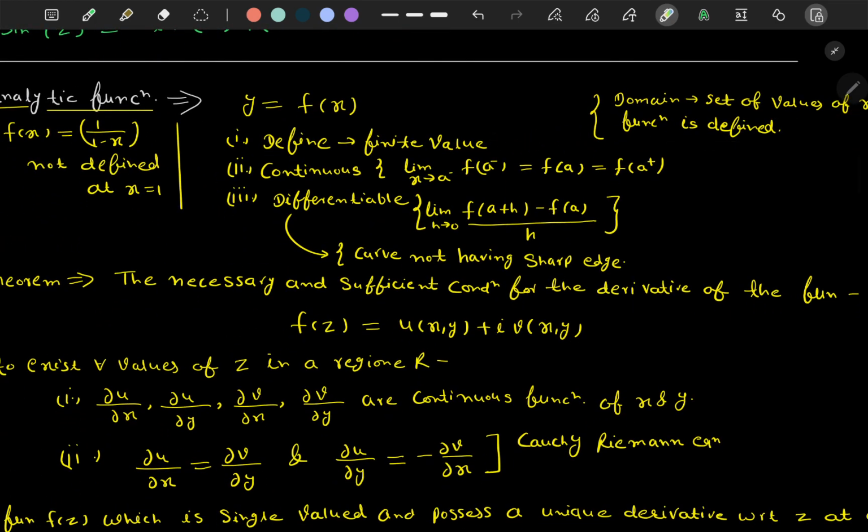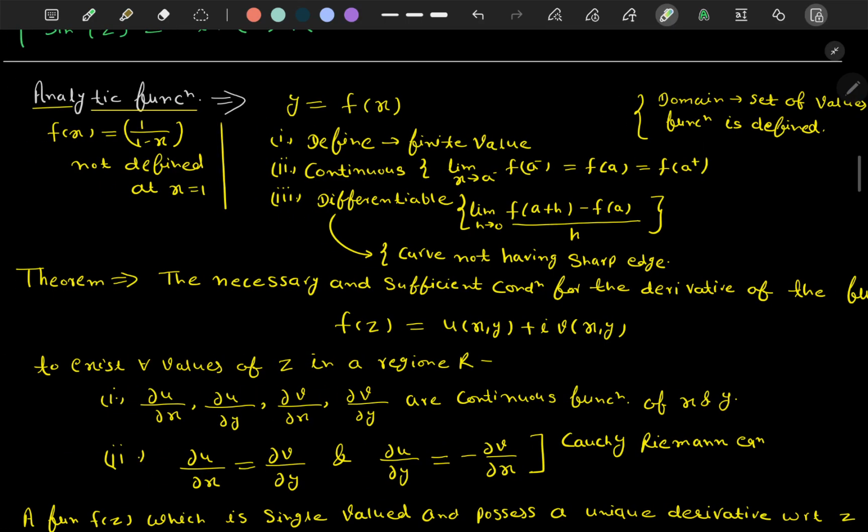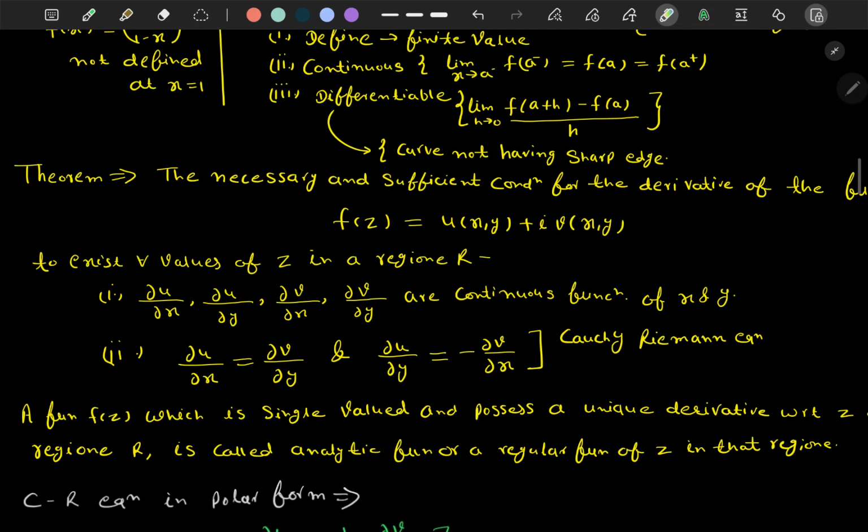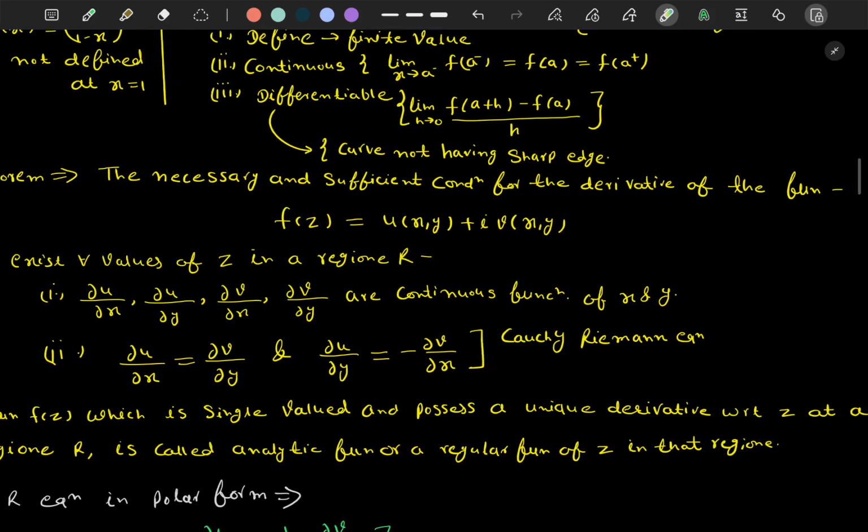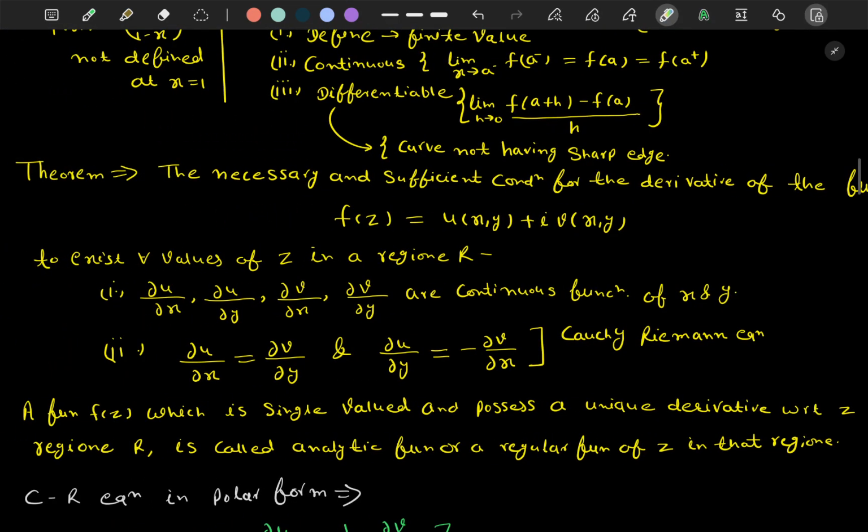So the function must have a finite value, that is, the function must be defined at any point within the domain. The function must be continuous and the function must be differentiable. This is the condition of differentiability, and you can determine differentiability by just looking at the curve. If the curve does not have a sharp edge, then the curve is differentiable. An example is given here, f(x) equal to 1 upon 1 minus x, and you can see at x equal to 1, the function is 1 by 0 equal to infinite, so the function is not defined at x equal to 1.